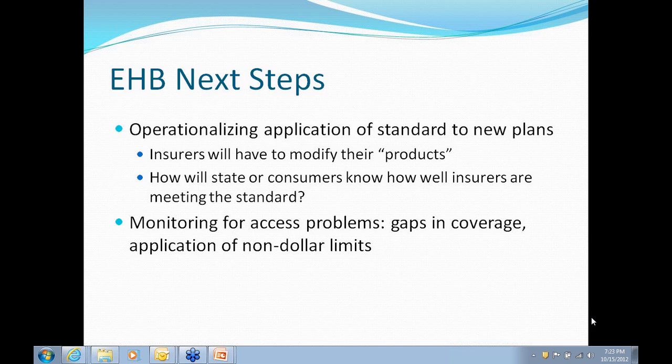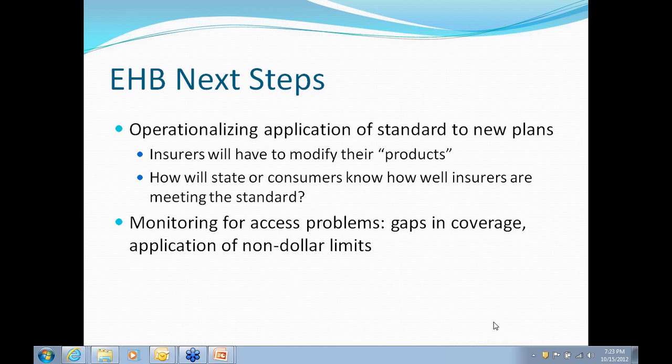But the question is, how will the state or, frankly, consumers know how well insurers are meeting the standard? Is there going to be any oversight, or will insurers get to just check the box and say, yep, the stuff we're selling now to individuals and small businesses meets this requirement?